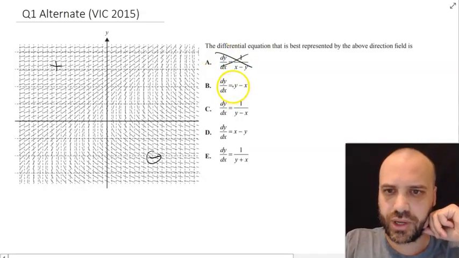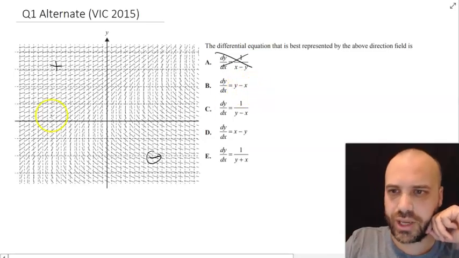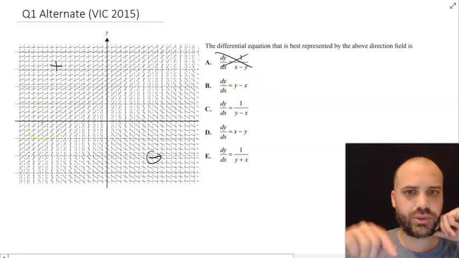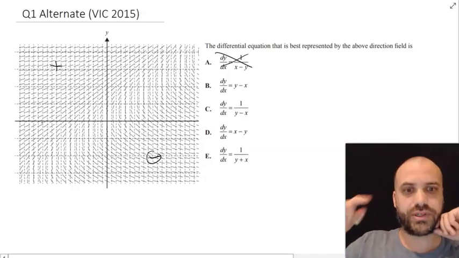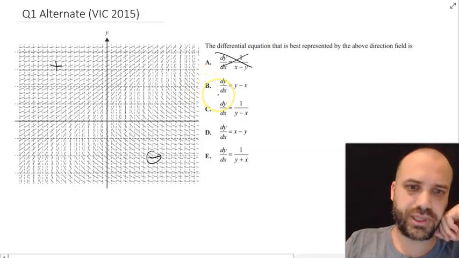A positive y minus a minus x. Well, that's going to lead to a positive. Positive minus a negative is a positive. So b is still in play.